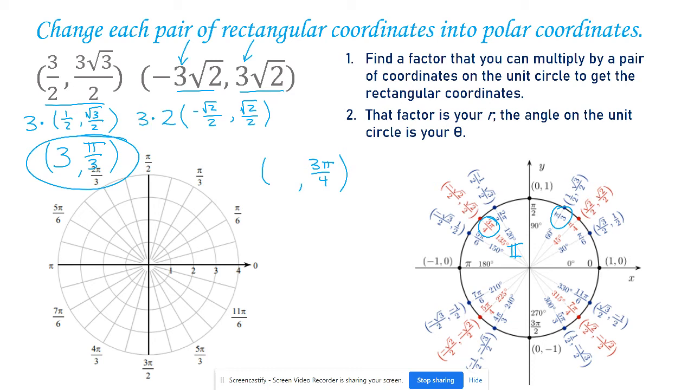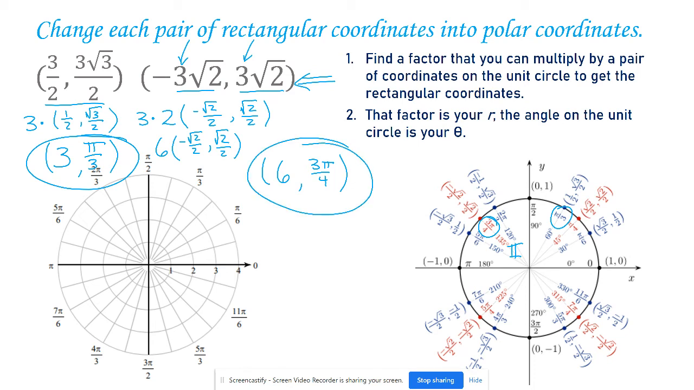So to make this work, we're multiplying by 3 and 2, and 3 times 2 is 6. So if you take 6 and multiply it by the coordinates at 3 pi over 4, you will get these coordinates right here. All right, so the number we're multiplying by is 6, and the place where we found the coordinates was 3 pi over 4. So those are the polar coordinates, 6, comma 3 pi over 4.